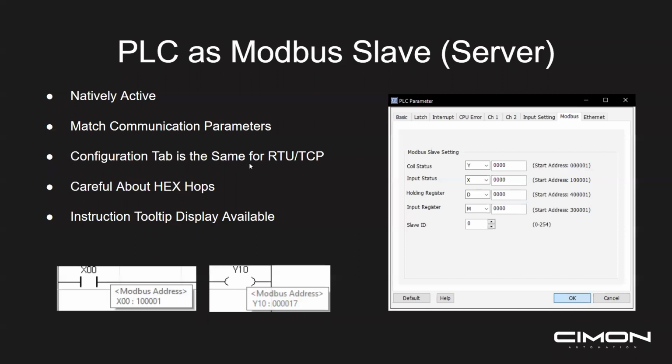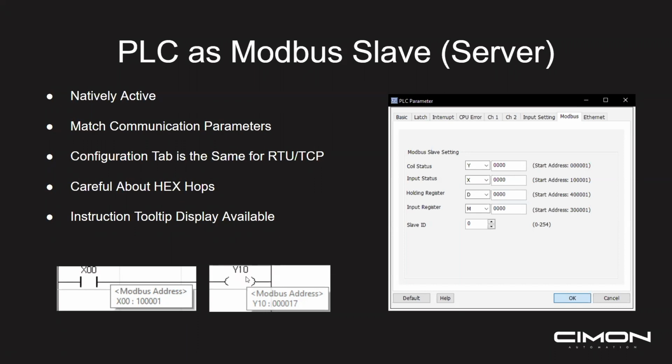The configuration tab is the same for RTU and TCP. They both share the same ModBus tab. Other than the data register setup, you just want to make sure that your Ethernet IP address is set up correctly or your serial channels are set up correctly. You want to be careful about the hex hops. This has become less of a concern lately because we've added tooltip displays. If you hover your mouse over the contact, the coil, or any instruction for that matter, it will tell you the value for your ModBus or data register immediately.